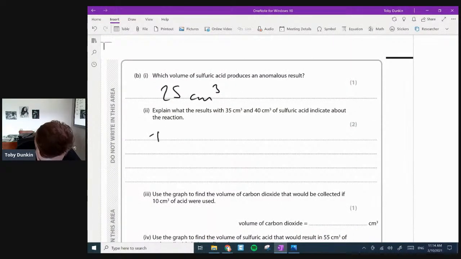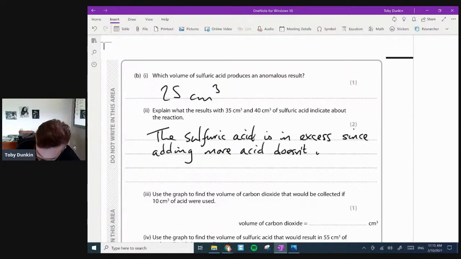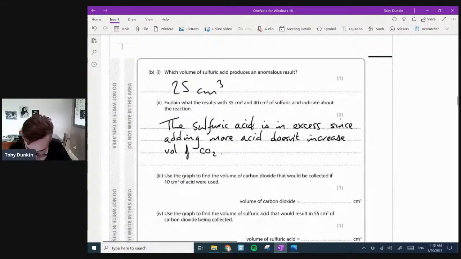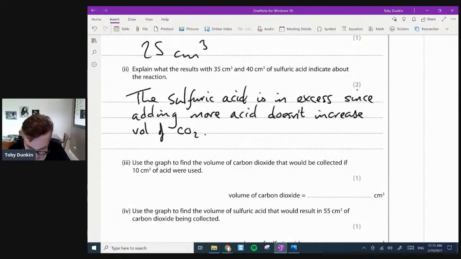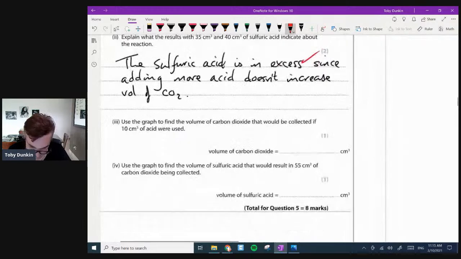So, about the reaction, it says that the sulfuric acid is in excess since adding more acid doesn't increase vol of CO2. You'd have to write volume, by the way, in your exam, but yeah, I think that's reasonable. Yeah, it's 2 marks. The sulfuric acid is in excess. Definitely 1 mark. It's going to be interesting to mark this. Yeah, since adding more acid doesn't increase the vol of CO2. It seems reasonable.